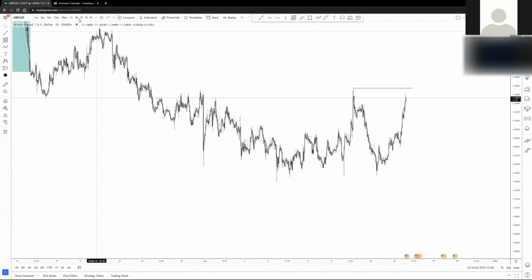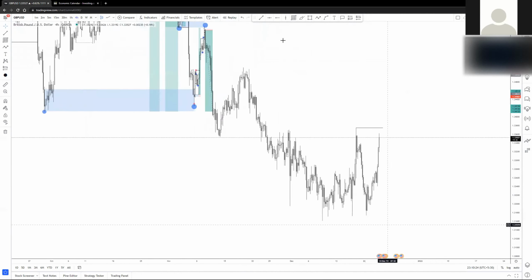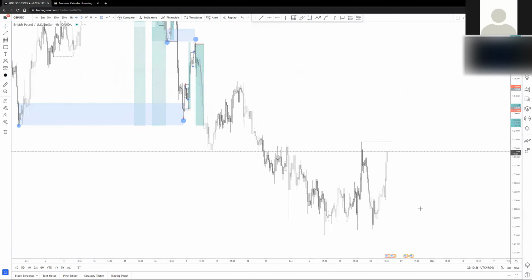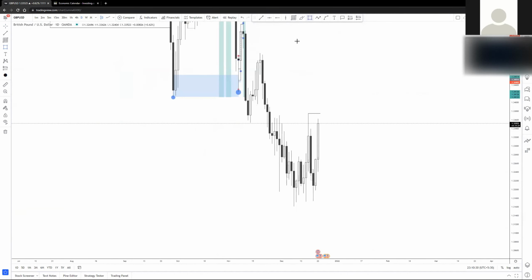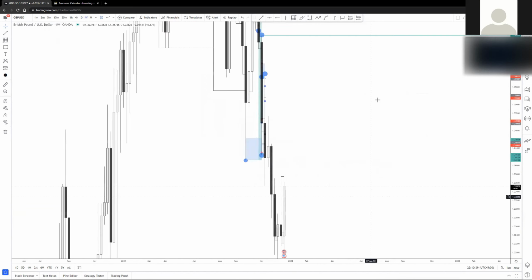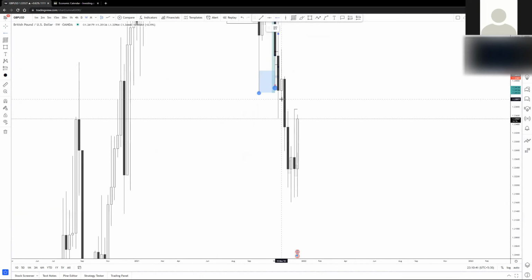Then you have some reaction points in these areas, because these areas have never been tapped into yet. See that? Now this was SNR liquidity. Look at all of this. SNR liquidity. And I think on the weekly we had an imbalance here, and you had this order block. All of these will be areas where you could expect reactions from.